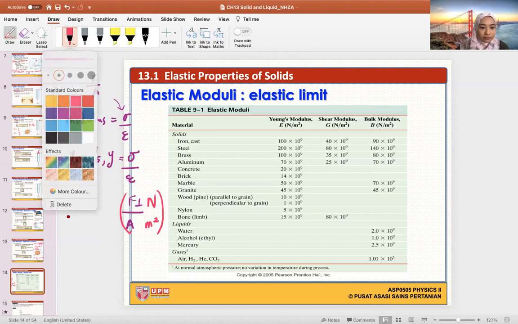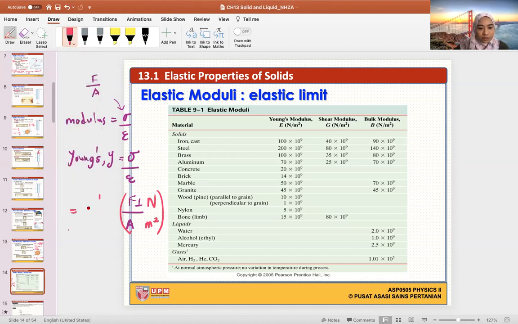Sambung kat sini. Okay, strain, 1 over strain. So that is, strain is the change in length over the initial length. Now 1 over that gives me, so saya kena naikkan ni ke atas. Okay. So this becomes L naught, the original length over the change in length times F perpendicular over A. And A is meter squared, F is Newton. L, length is in meter based on the SI unit. Change in length is also meter, so it cancels out.